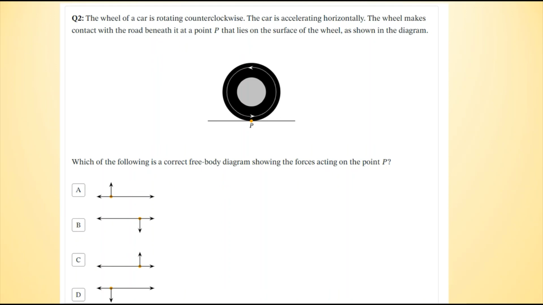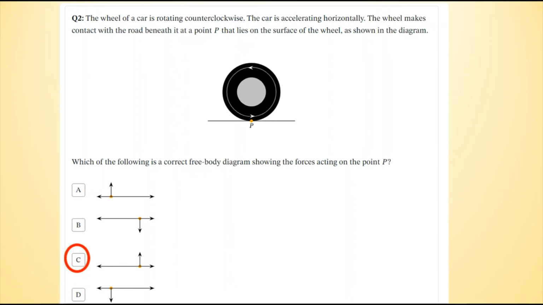Look at the wheel of a car going to the left, and point P is the one you can see that is colored yellow. So which of the following is the correct free body diagram showing the forces acting on point P? What is your answer? Correct answer is letter C.